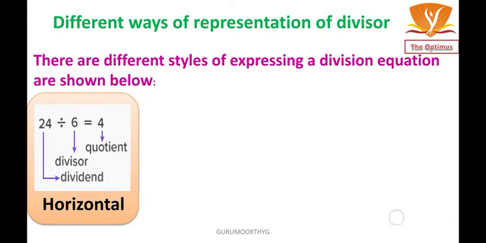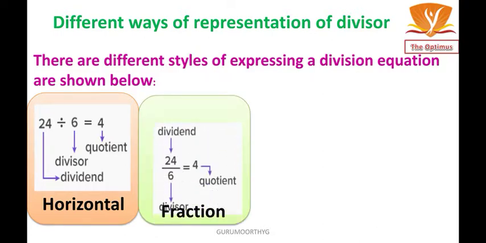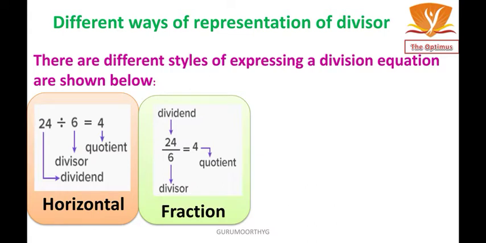Second method, fractional method. 24 divided by 6 equal to 4. Here two parts are there, that is the numerator and the denominator part. The numerator part is the dividend, 24. Divided by 6 is the divisor, that is the denominator part. Equal to 4 is the quotient.